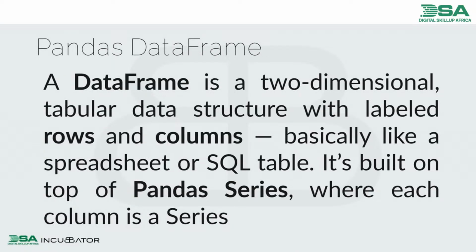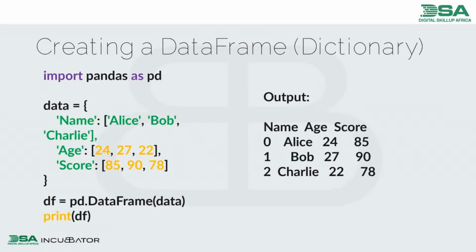All right. Then what is a Pandas DataFrame? So a Pandas DataFrame is a two-dimensional tabular data structure. So it's just like your Excel sheet where you have your rows and columns. Basically like a spreadsheet. It is built on top of what, a Pandas Series, exactly, where each column is a series. You know, we say a Pandas Series is a column. And when you have a data frame, you now have rows and columns. So it's built from your Pandas Series.